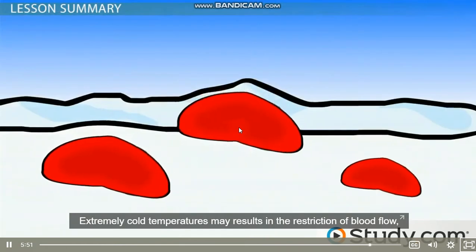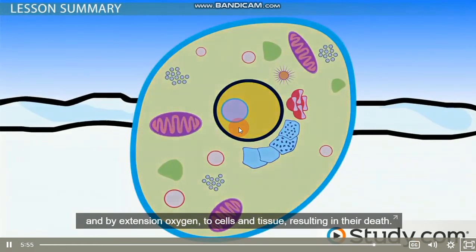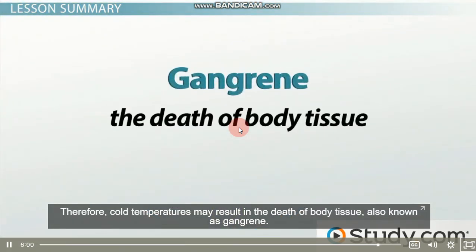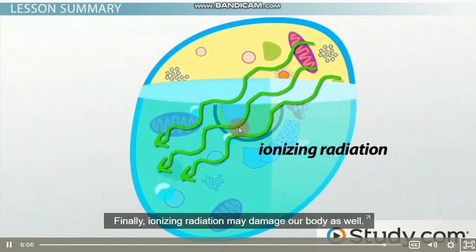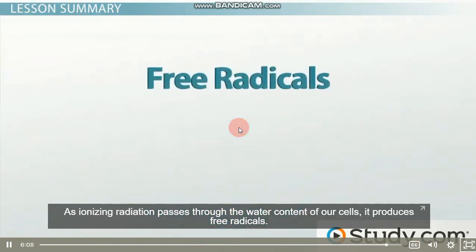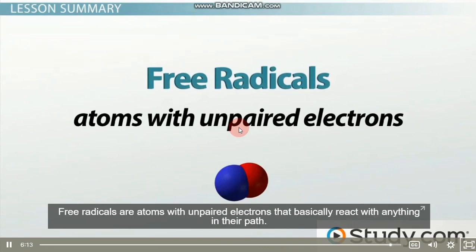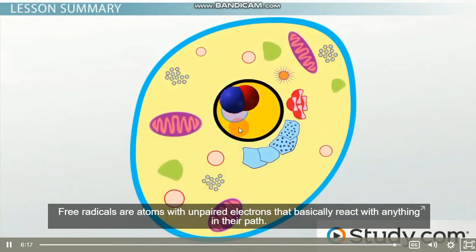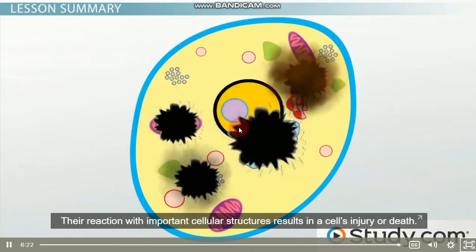Extremely cold temperatures may result in the restriction of blood flow and, by extension, oxygen to cells and tissues, resulting in their death. Therefore, cold temperatures may result in the death of body tissue, also known as gangrene. Finally, ionizing radiation may damage our body as well. As ionizing radiation passes through the water content of our cells, it produces free radicals. Free radicals are atoms with unpaired electrons that basically react with anything in their path. Their reaction with important cellular structures results in a cell's injury or death.